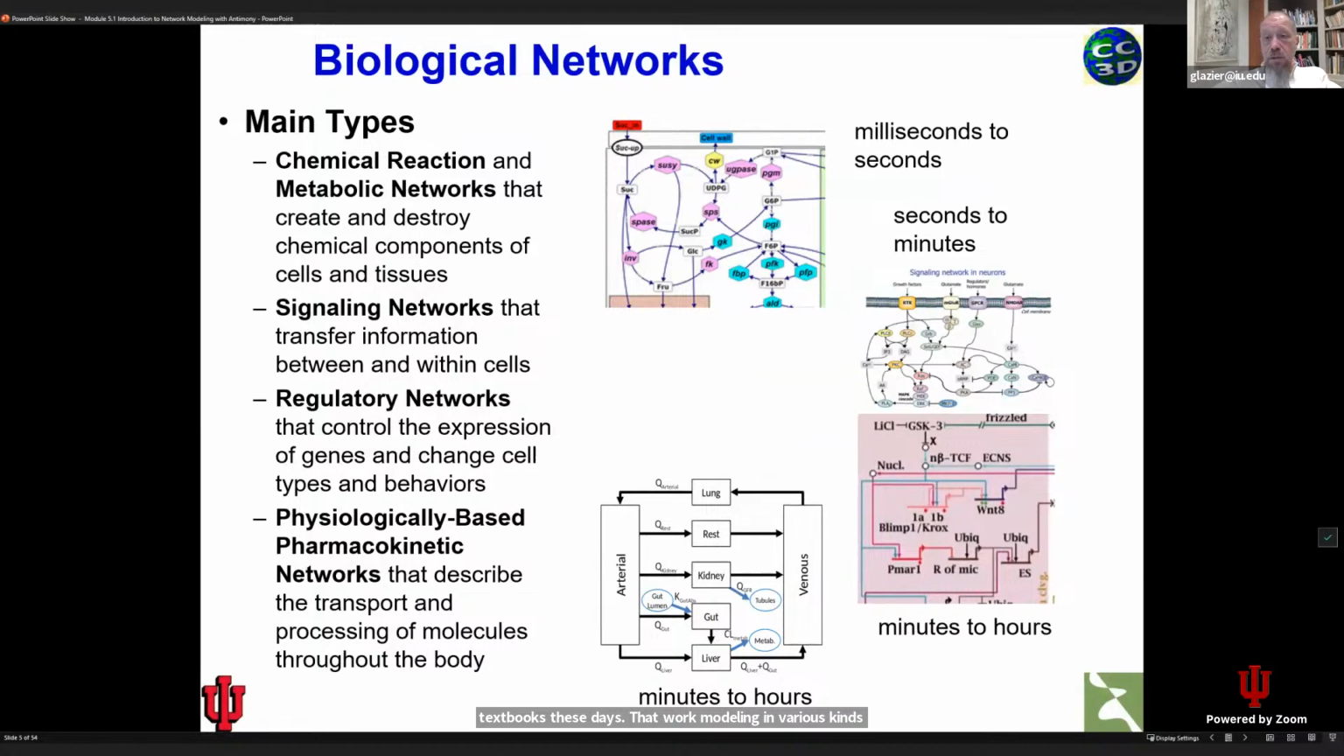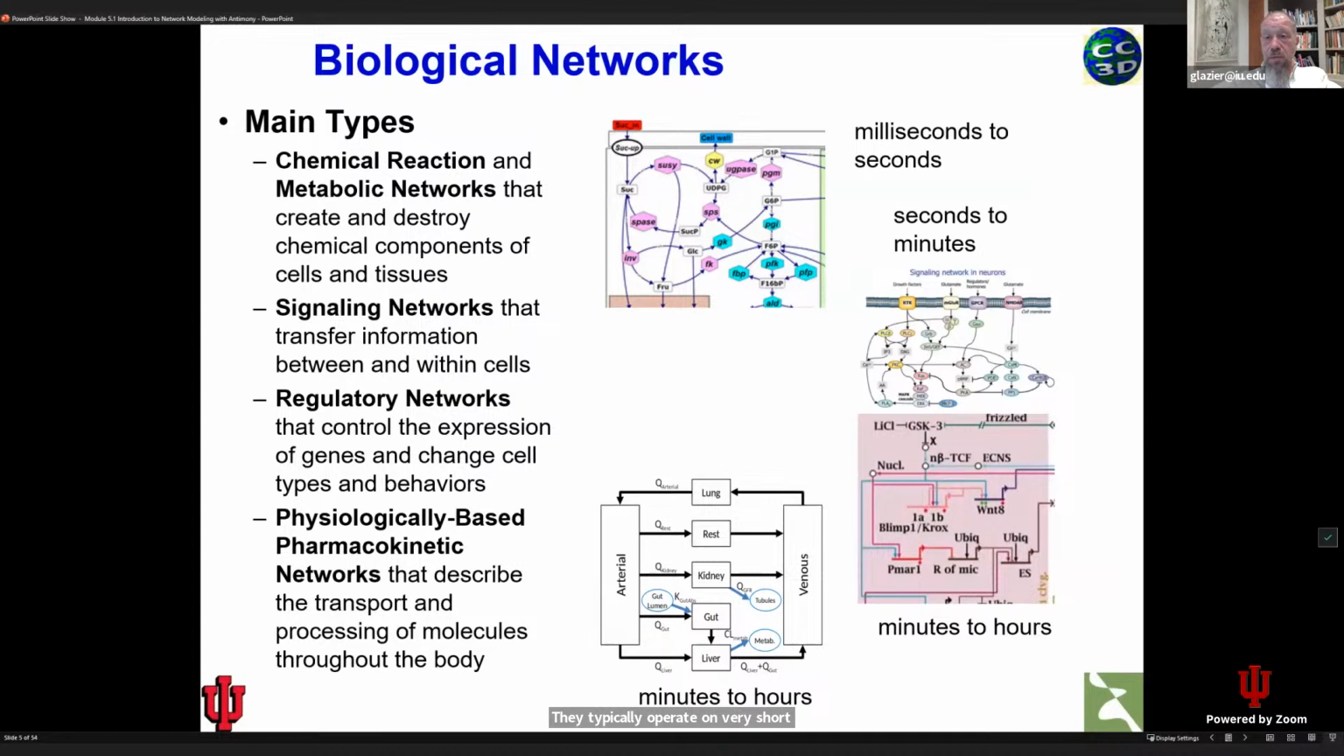So when we come to thinking about the kinds of networks that we might want to model in the context of multicellular modeling, there are several. The three that we run into inside of cells classically would be chemical reaction and metabolic networks. Those create and destroy chemical compounds, build the components of cells. They typically operate on very short time scales.